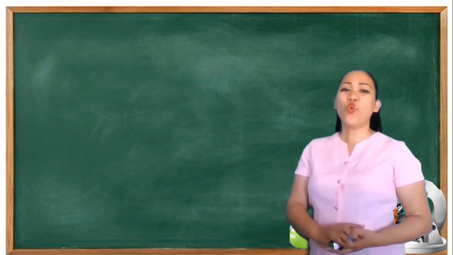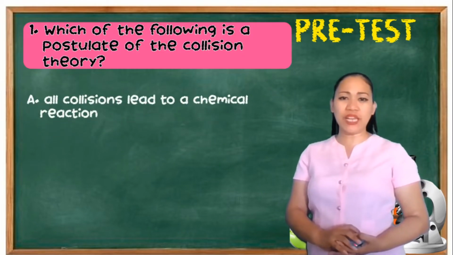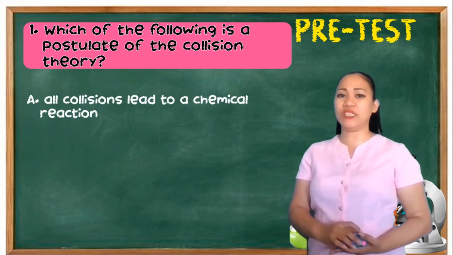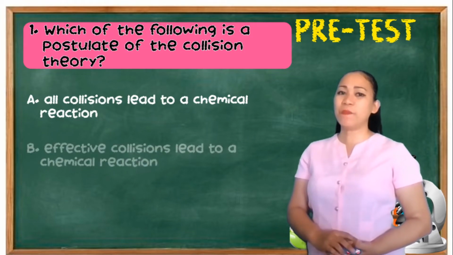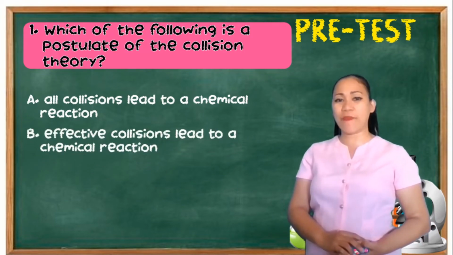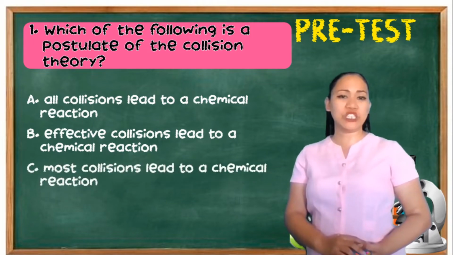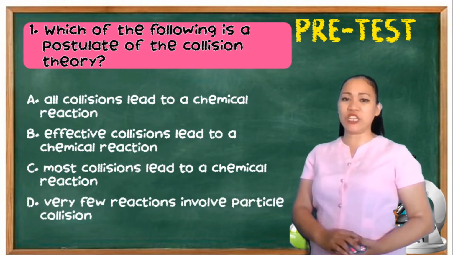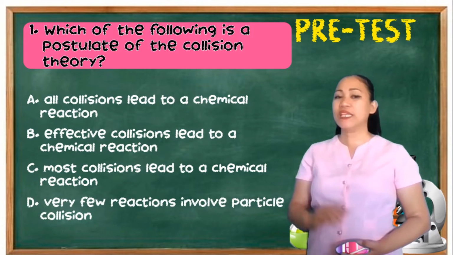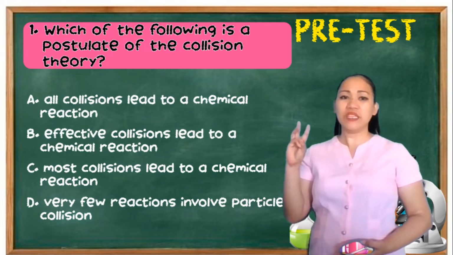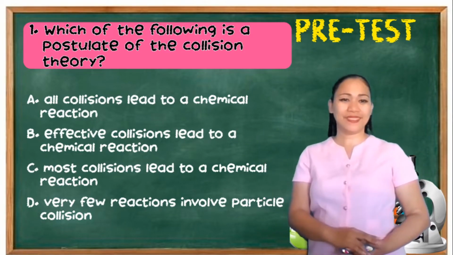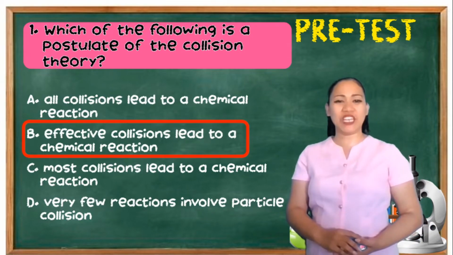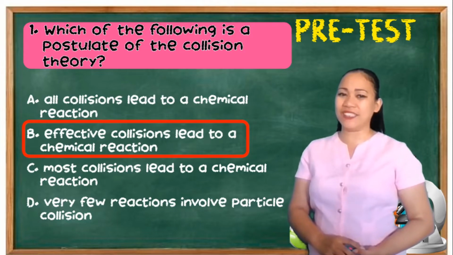Number 1. Which of the following is a postulate of the collision theory? A. Collision leads to a chemical reaction. B. Effective collision leads to a chemical reaction. C. Collisions lead to a chemical reaction. And D. Very few reactions involve particle collision. Is it A, B, C, or D? If your answer is B, you are correct. Effective collision leads to a chemical reaction.